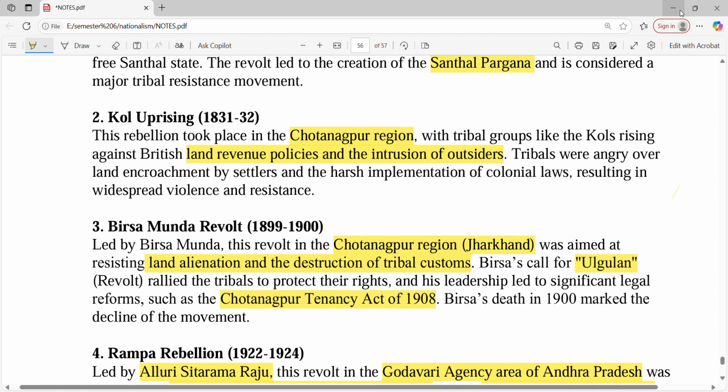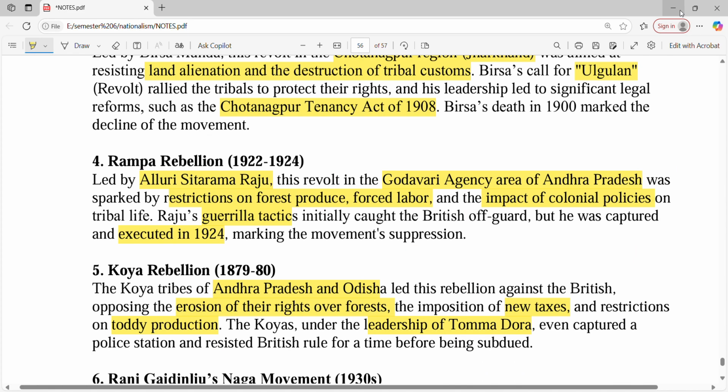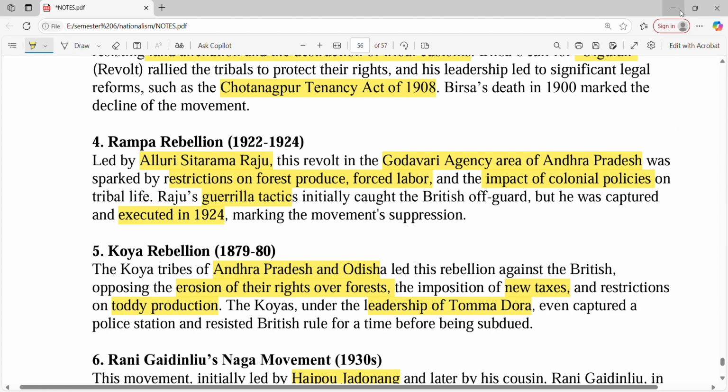Then the Koya rebellion. It happened in the Godavari tract of Andhra Pradesh, led by Tomma Dora, the Koya leader. Tomma Dora captured a police station in 1880, defeating a colonel and his contingent. Koyas hailed him as the king of Malkangiri. Reasons for the rebellion were erosion of customary rights over forest, the Mansabdar's effort to enhance taxes on timber and grazing, police exactions and exploitation by money lenders, and new excise regulations restricting domestic production of toddy.